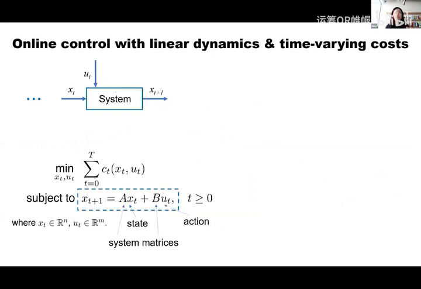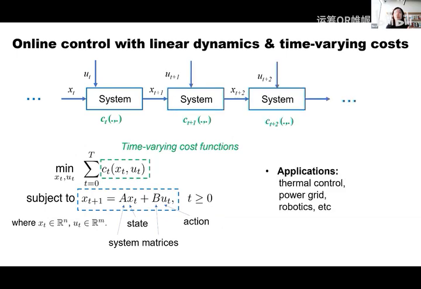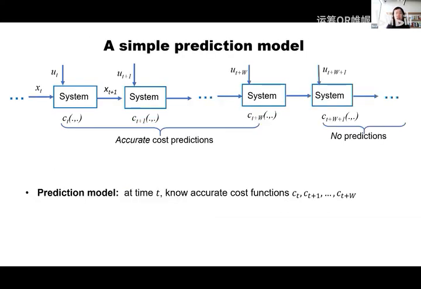So I have a state, and when you decide to take a control action, the system moves to the next state, and then I will see a cost function. Or there is a cost function, that happens at the same time. The system just repeats this process. The applications include thermal control, robotics, power grid, and many other examples.